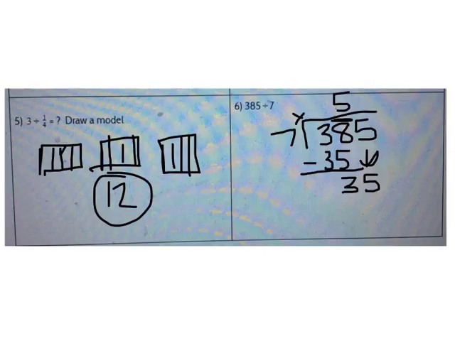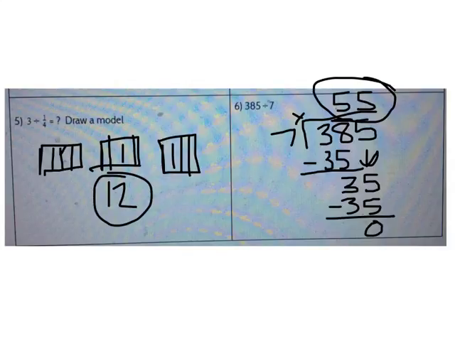How many times does 7 go into 35? 7 goes into 35 5 times. 5 times 7 is 35. When I subtract, I have none left over. So the answer is 55.